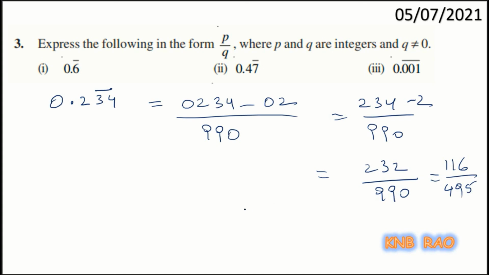it becomes 116 upon 495. If you divide 116 by 495, you will get 0.234, with 34 only repeating. Okay. So, this is how we do it in the shortcut. You can check it once in the traditional method also.